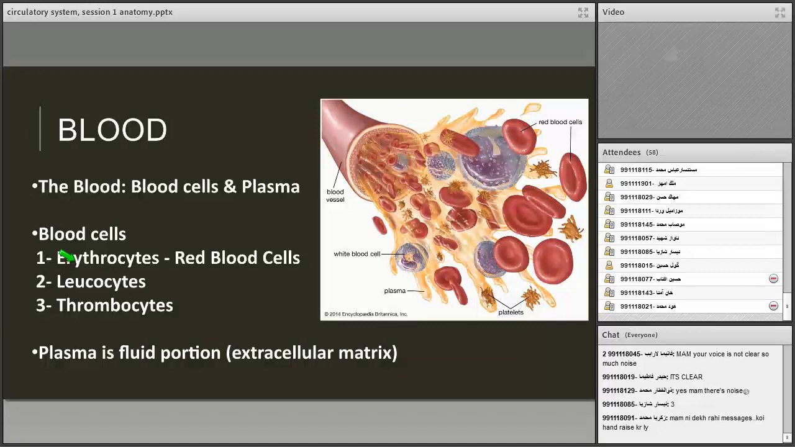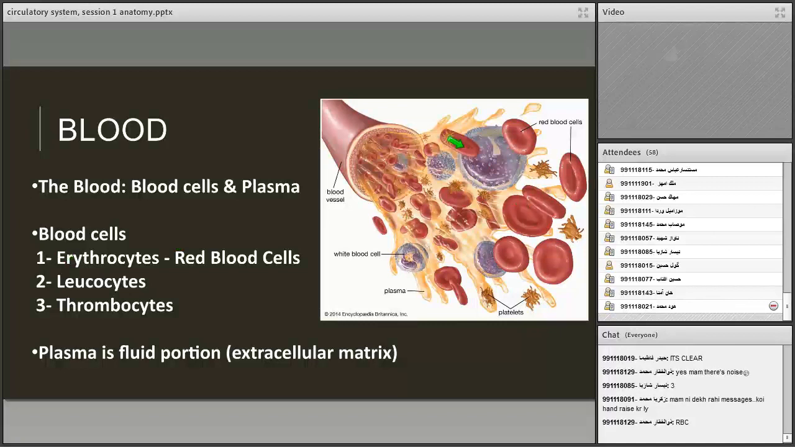So, the first kind of the cells are the erythrocytes, which are the red blood cells. You can see the red blood cells in this picture. These are red blood cells. What is the function of the red blood cells? Their function is to exchange the gases, the oxygen, and also hemoglobin. Okay? They are transporting these materials.